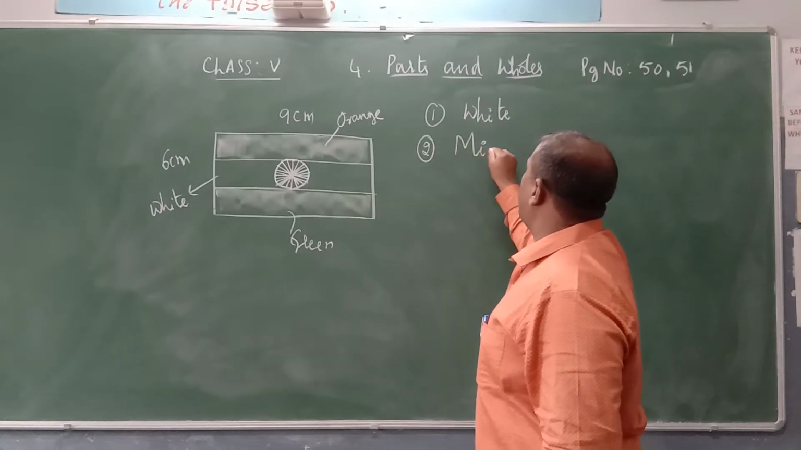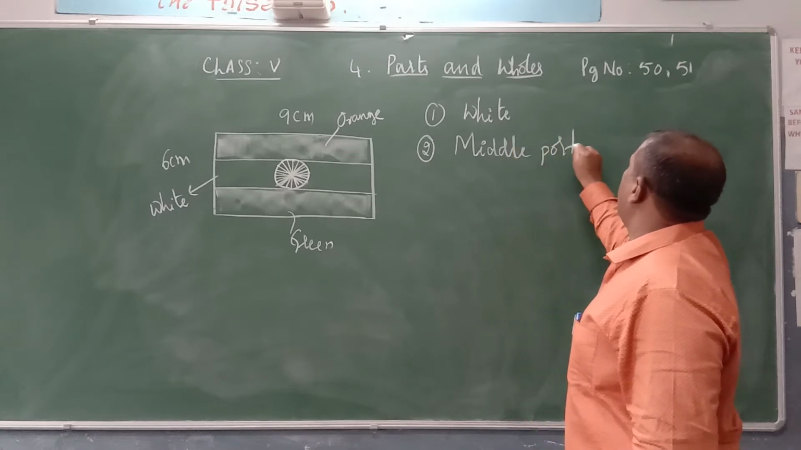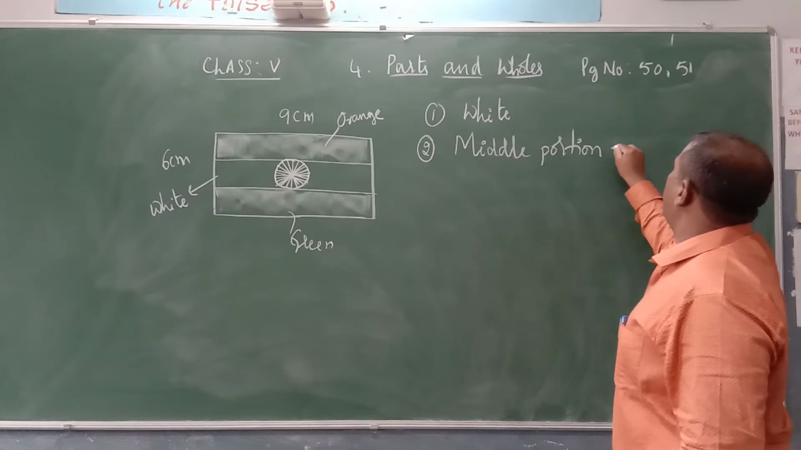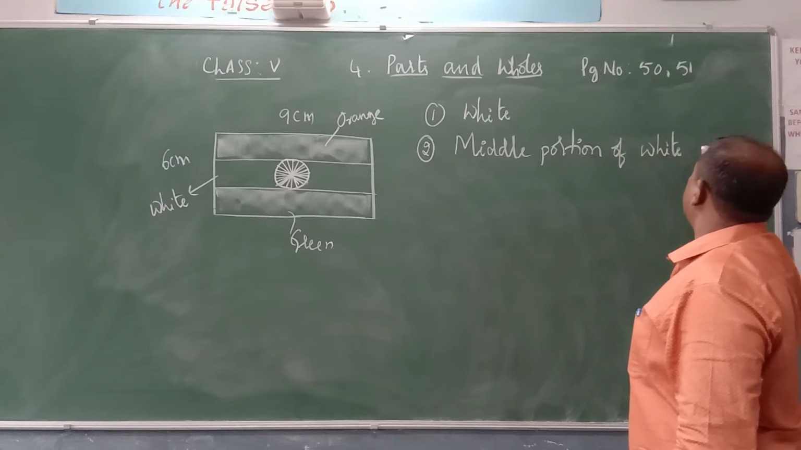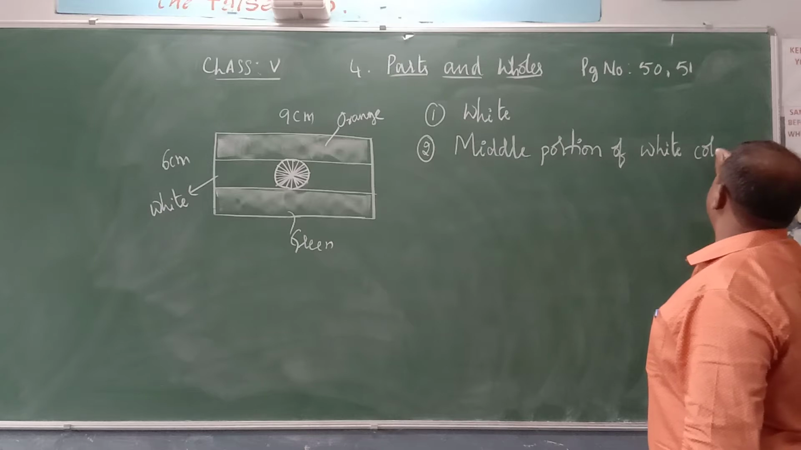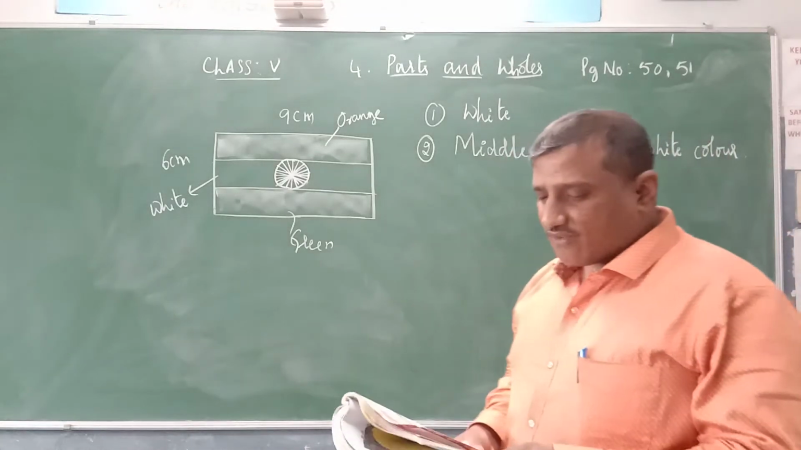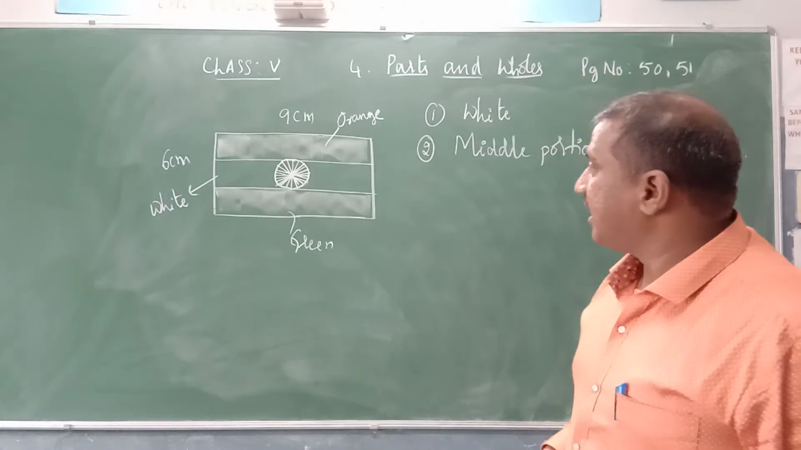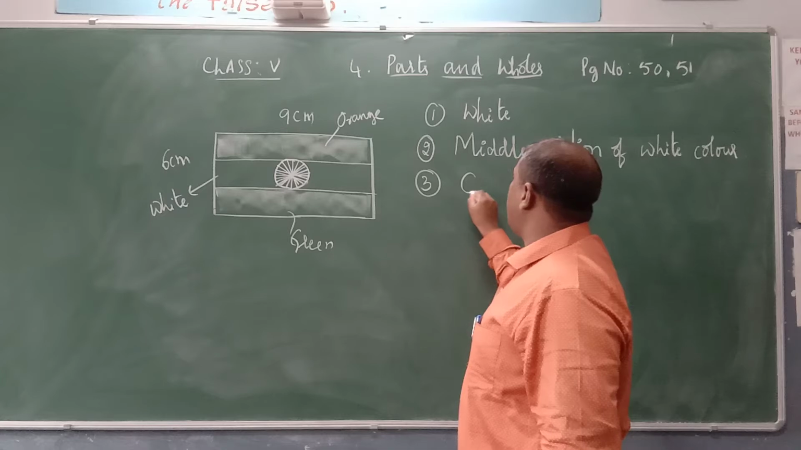Middle portion of the white color. Then see here, how much of the flag will you color green? Green color is at the bottom. How much is it? 1/3 of the flag.